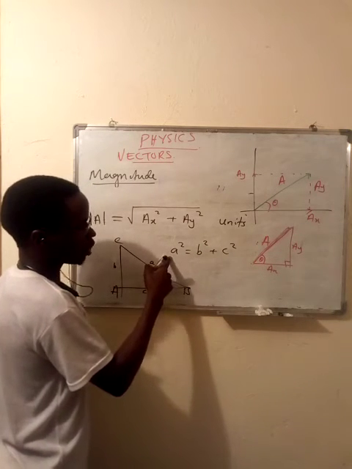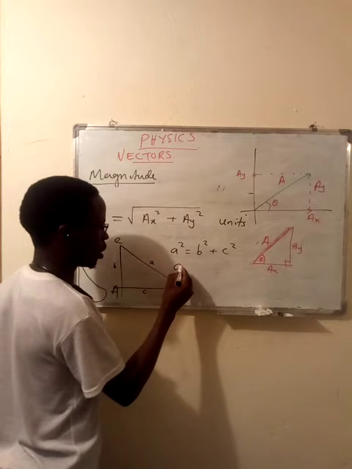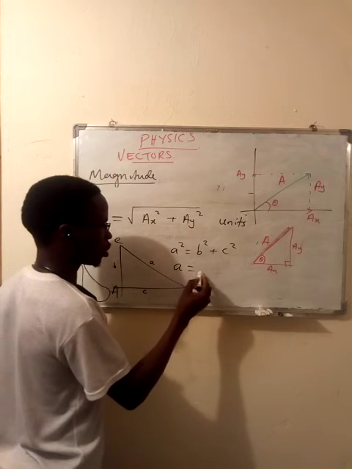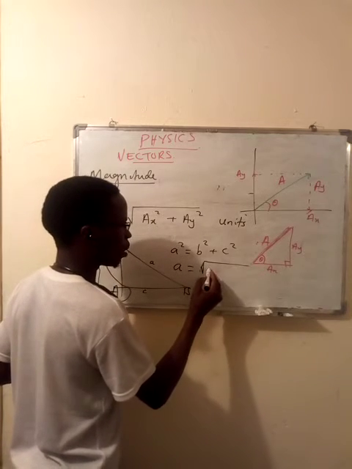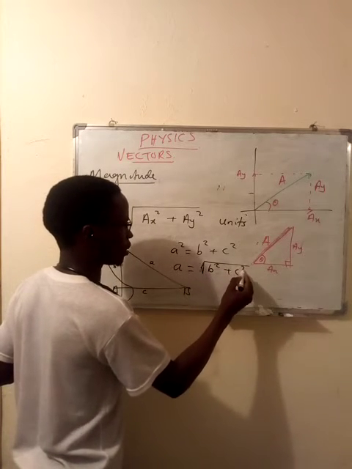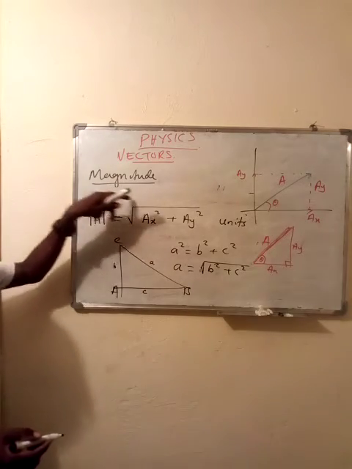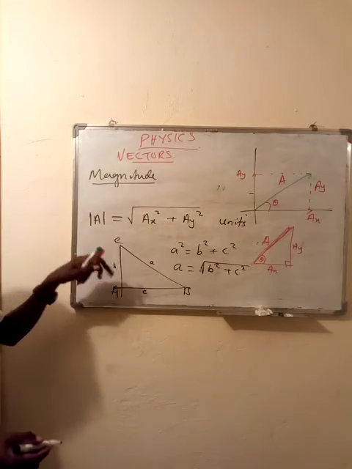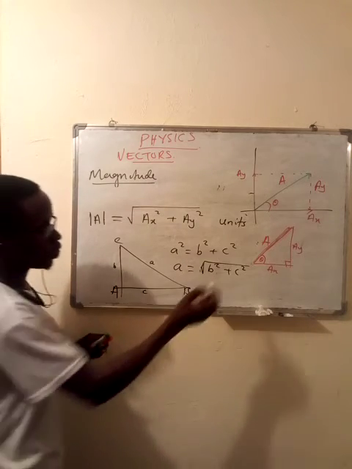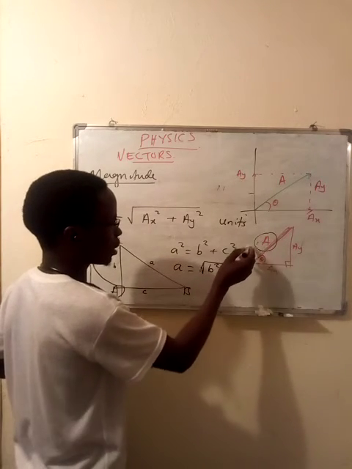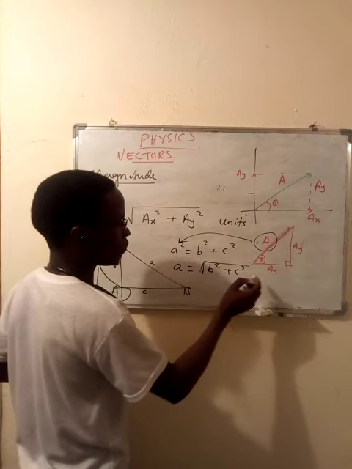So this is where we are. This is what we found there. I just went direct, but I've shown you this is where we're coming from. So this is the hypotenuse, which in this case is our A, and then we have our adjacent, which in this case is AX, and then we have the opposite, which is AY. Okay, so this is what we have as a magnitude.